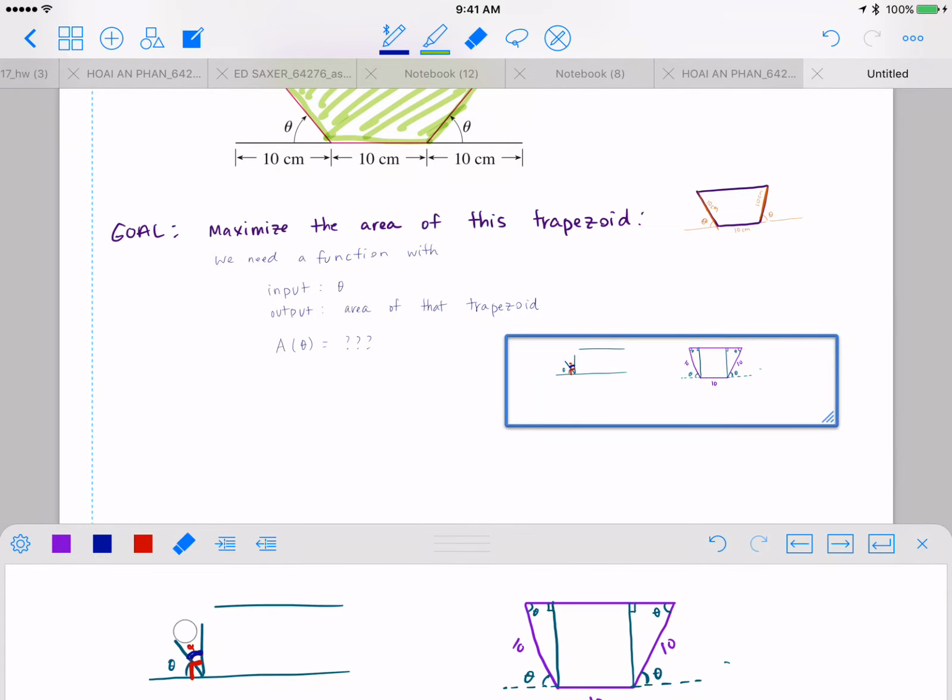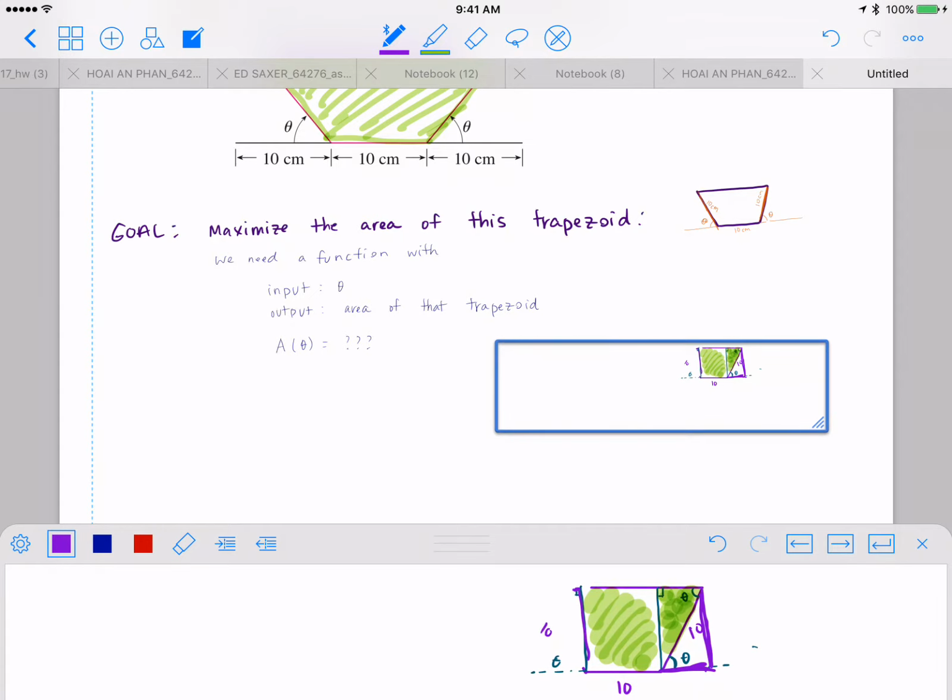So this is what we're working with. We're going to have essentially two triangles, right? We've got this triangle here, and we've got this triangle on the right-hand side, and we have a rectangle in the middle. And in fact, we can take this triangle on the right, and it fits right here. So the area of our trapezoid is actually going to be the same as the area of this new rectangle.